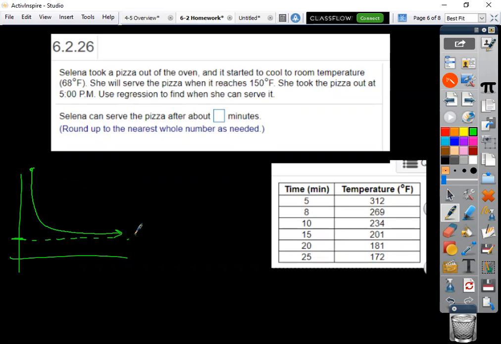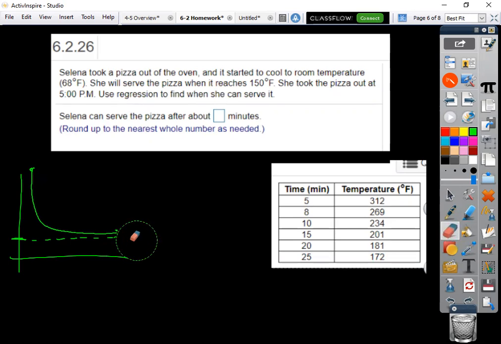So it's an exponential decay problem. Your multiplier is between 0 and 1, which makes it get smaller and smaller and smaller, and again, it'll just continuously approach. At first, it changes a lot more rapidly up here because there's a lot more difference between the room temperature and the temperature of the pizza. But as it gets closer and closer to the room temperature, it's going to change less and less as time goes on. So that's kind of the situation we have.